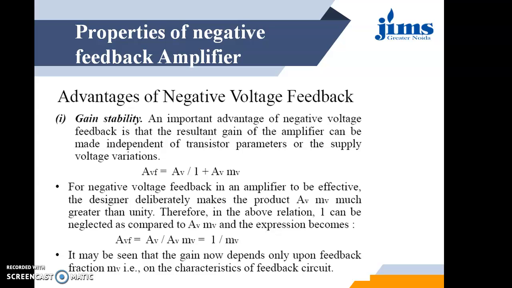So the stability of the gain is improved in a negative feedback amplifier. And how is it improved? It is improved in such a way that the gain becomes independent of the beta factor. When it becomes independent of the beta factor, it becomes stable. So the changes are minimum and therefore the stability becomes maximum.